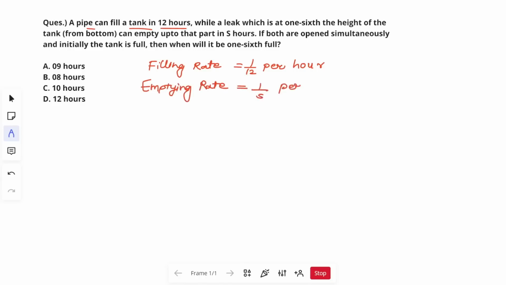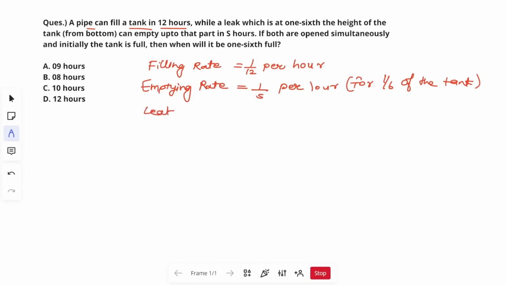Okay, again for 1/6 of the tank. And what we were told is initially the tank is full and both pipe and the leak are opened. So we need to find when the tank will be 1/6 full. Okay. So let's understand the leak effect. The leak affects only the bottom of 1/6 of the tank, right? It is told when it will be 1/6 full, which means it is only affecting the bottom 1/6 of the tank. This means the leak empties the full tank at the rate of 6/s per hour, right?